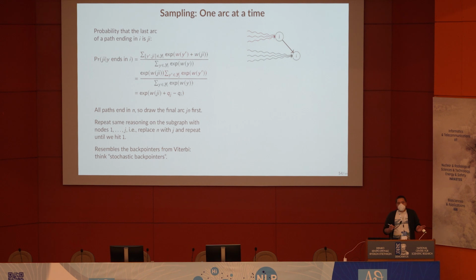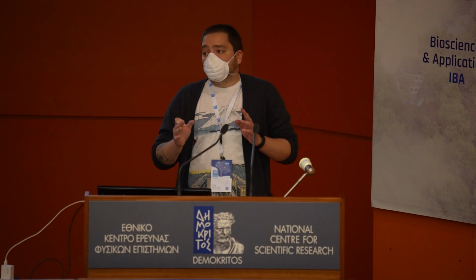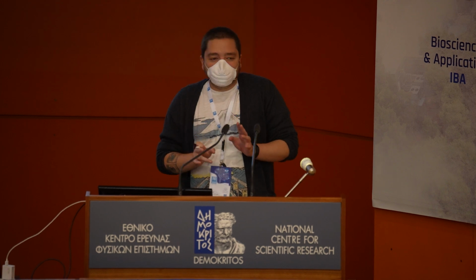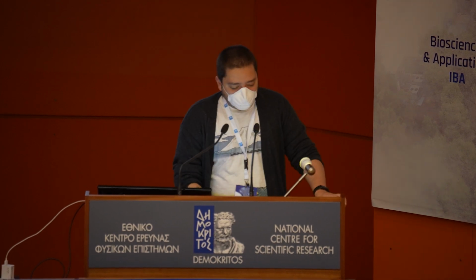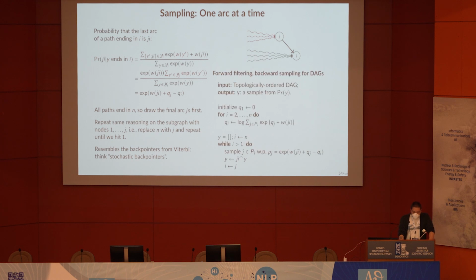In Viterbi, we picked the maximum every time, and we had a deterministic back pointer that we followed. Now we keep track of these local probabilities, and in the backward pass, instead of following a deterministic back pointer, we sample from back pointers that are weighted according to the probability of that arc. The algorithm looks a little different than that, but conceptually you can think of it like Viterbi with stochastic back pointers. This algorithm is known as forward filtering backward sampling.